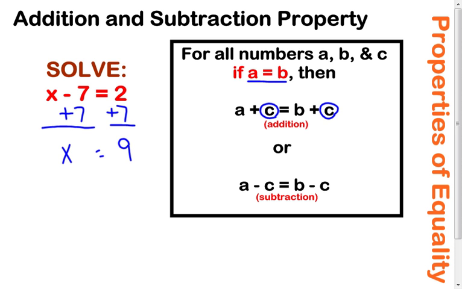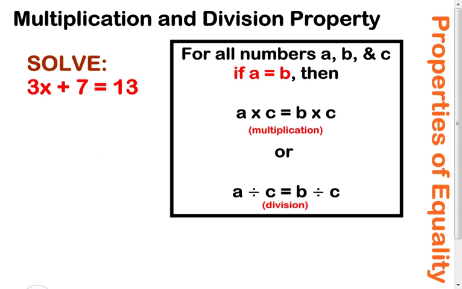I added the same thing to both sides, and then when you finish your equation, you'd have x equal to 9. Now, the subtraction property is the exact same thing, just you're going to subtract a number instead of add it. If we add something to both sides, call it the addition property of equality. If you subtract something from both sides, call it the subtraction property of equality.